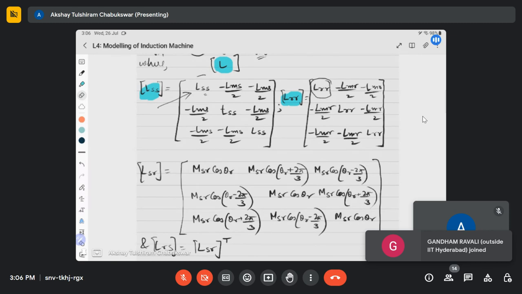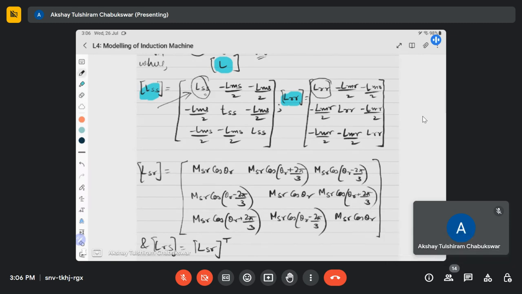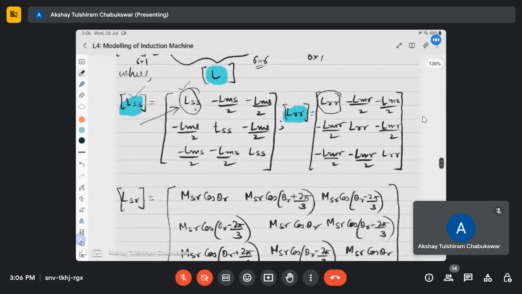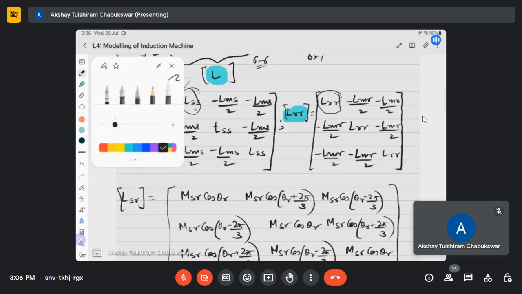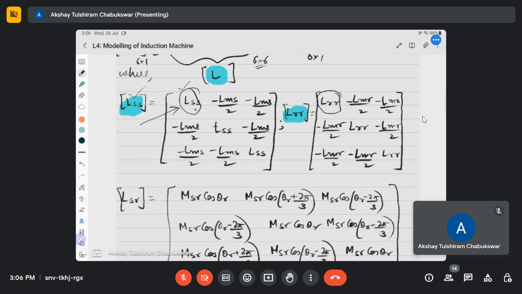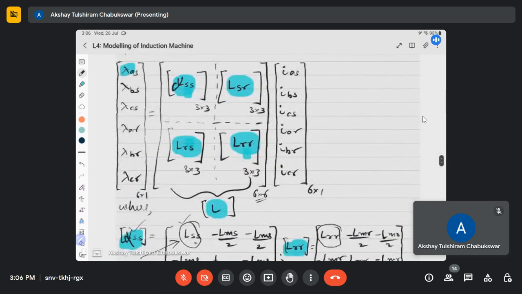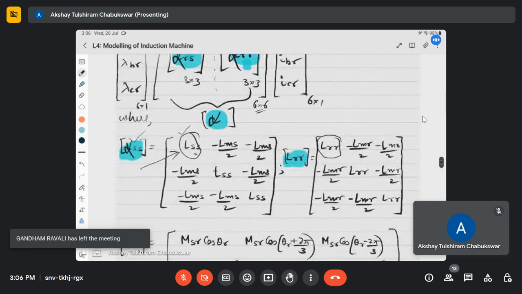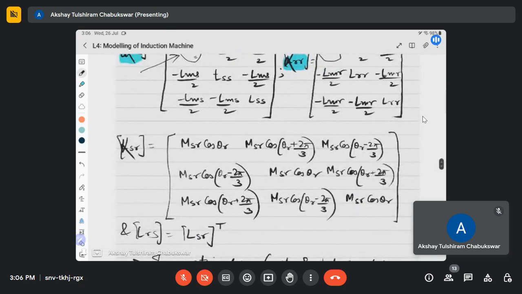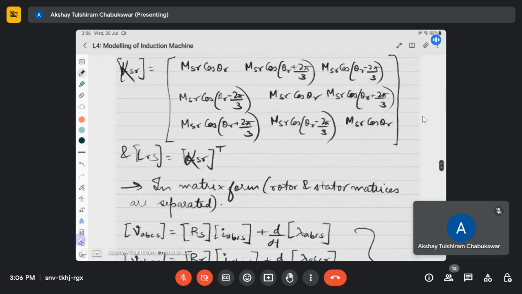Sorry. LSS is the term in LS. This LSS and this LSS are different. Okay, sorry for the same representation. So basically, let us use some other notation. Let me write alpha SS. So here this is alpha SS, alpha SR, alpha RS, and alpha RR. These are the inductance matrix, capital alpha matrix, where alpha SS is this, alpha RR is this, alpha SR is this, and alpha RS is this.